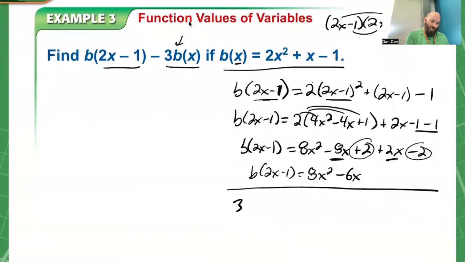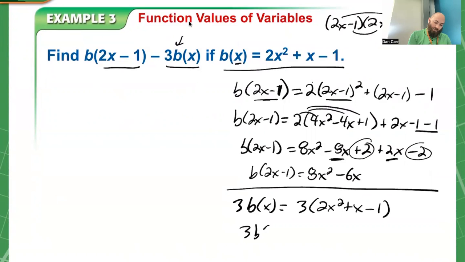So I got 3 times b of x. We're basically just saying we're taking the function b of x and just multiplying the whole thing by 3. It's a little bit easier than the previous one. We don't have to do a new input. We're just multiplying the whole function by 3. So 3b of x is equal to, distribute that out, 6x squared plus 3x minus 3.